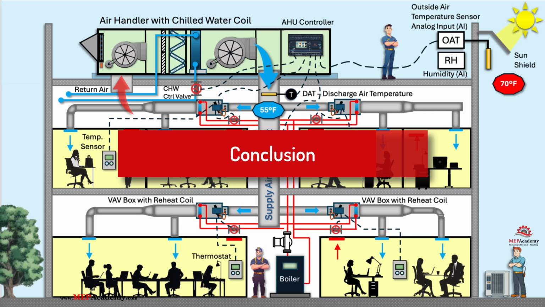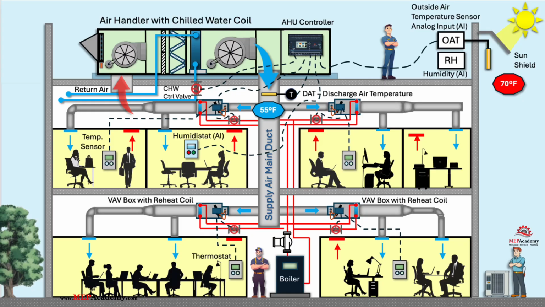A supply air temperature reset strategy is a powerful tool for improving the energy efficiency of HVAC systems while maintaining comfort in buildings. By leveraging modern DDC systems, building operators can implement this strategy to reduce energy costs, enhance equipment longevity, and contribute to sustainable building operations. Adopting this strategy is not just an upgrade, it's a commitment to smarter, more efficient, and environmentally conscious building management.